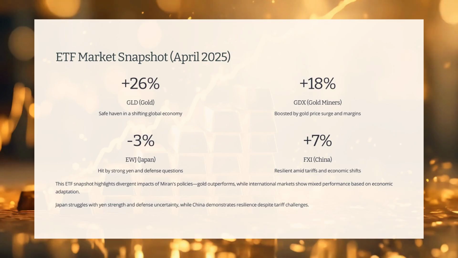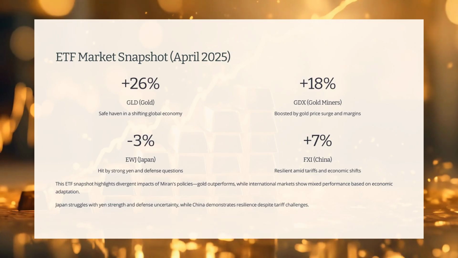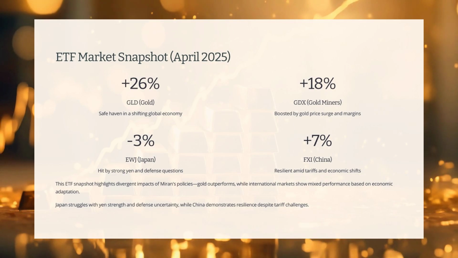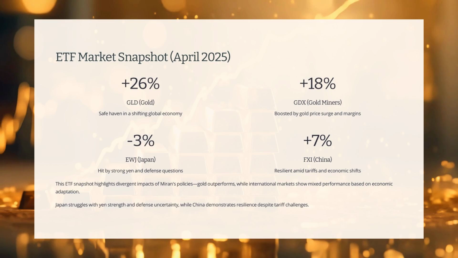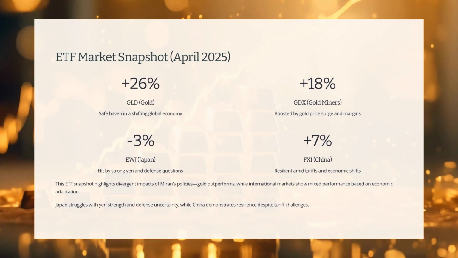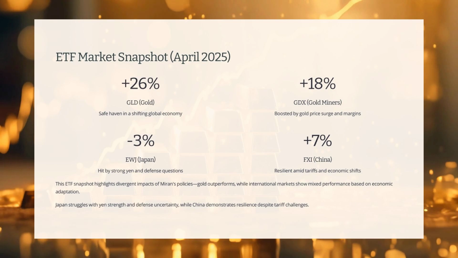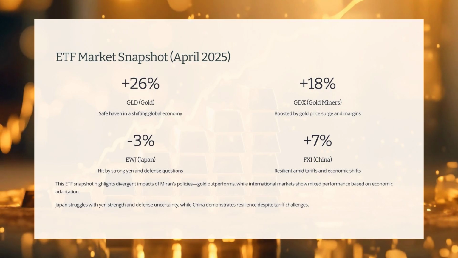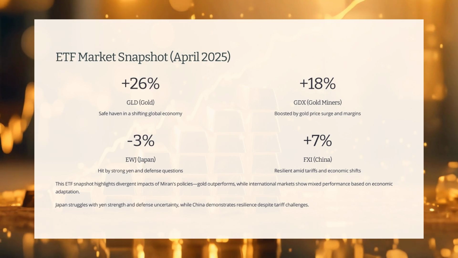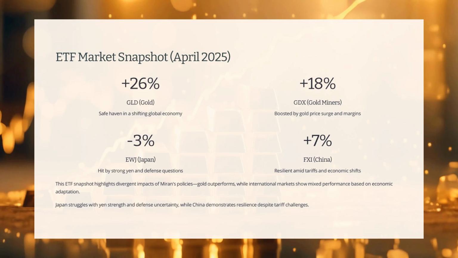This ETF market snapshot for April 2025 shows the divergent impacts of Miran's policies. Gold, GLD, is up 26%, a safe haven in a shifting global economy. Gold miners, GDX, are up 18%, boosted by the gold price surge. Japan, EWJ, is down 3%, hit by a strong yen and defense questions. China, FXI, is up 7%, resilient amid tariffs and economic shifts. These results highlight how different markets are adapting to the new economic landscape.